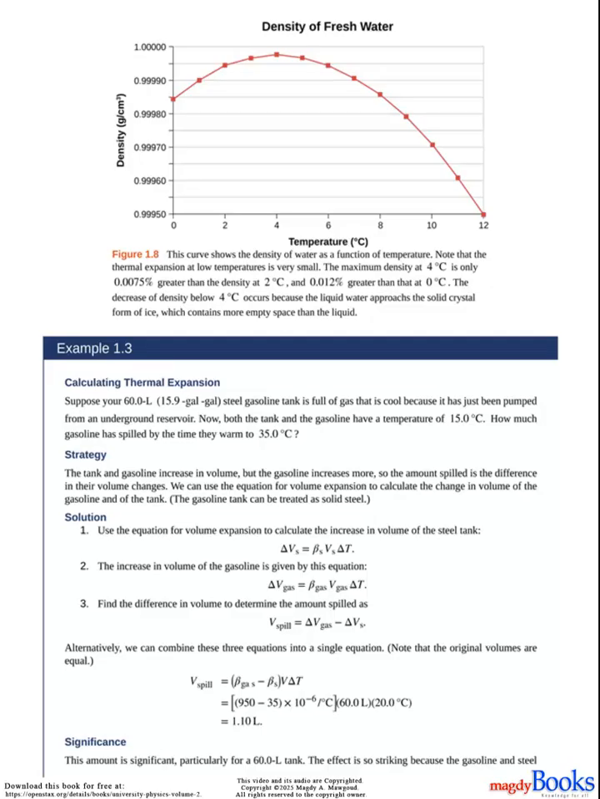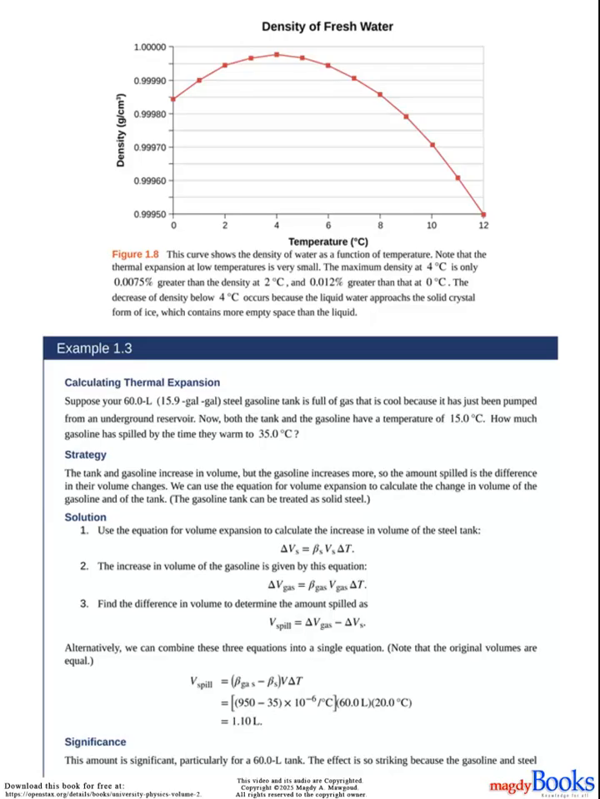Example 1.3. Calculating thermal expansion. Suppose your 60.0-L, 15.9 gal steel gasoline tank is full of gas that is cool because it has just been pumped from an underground reservoir. Now, both the tank and the gasoline have a temperature of 15.0 degrees Celsius. How much gasoline has spilled by the time they warm to 35.0 degrees Celsius?